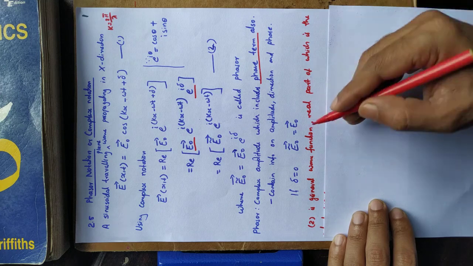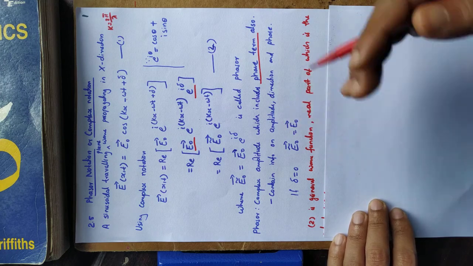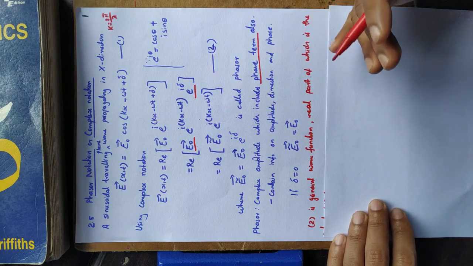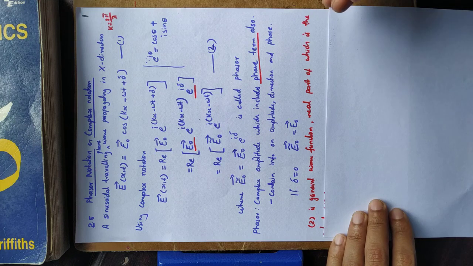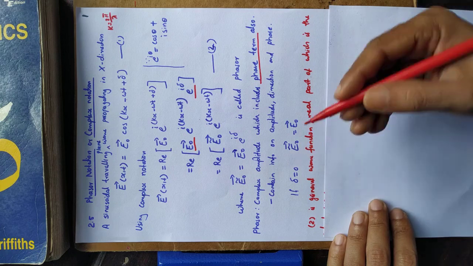So in some calculations, where the phase difference is not needed, such as interference, we can take delta is equal to 0.